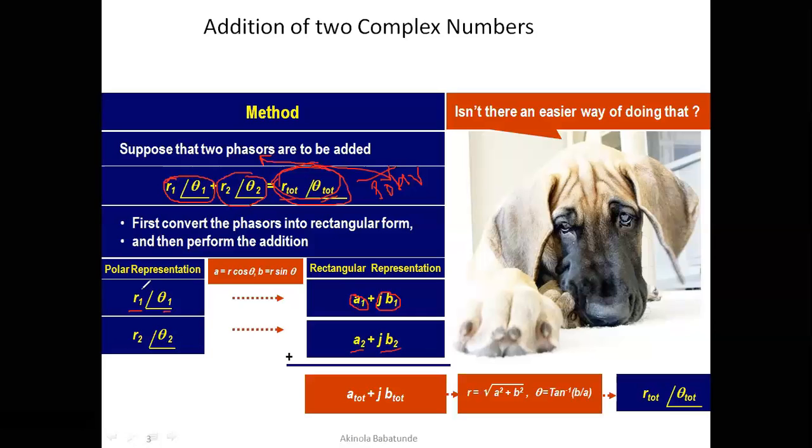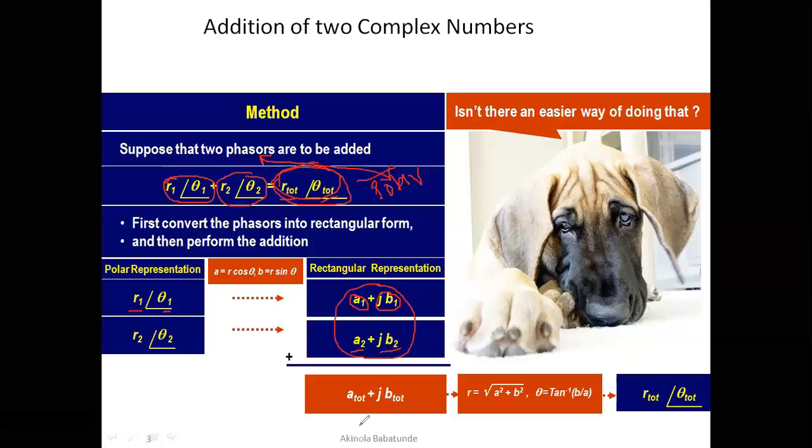Now, if you want to add these two together, it means you're going to have to add these rectangular forms, or representations, together. If you do that, you have A1 plus A2, which will give us A total. So A total will just be A1 plus A2. In this particular case, you can just add them together. And then for B total, how do you handle them? It just becomes j into bracket B1 plus B2, which will give us B total.